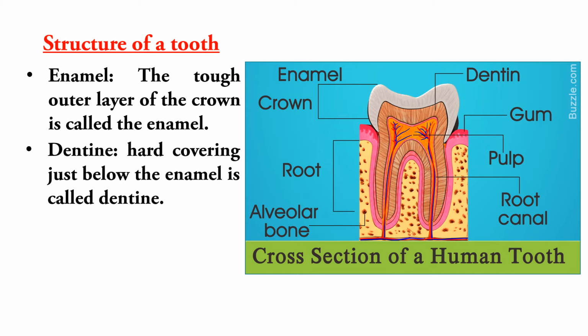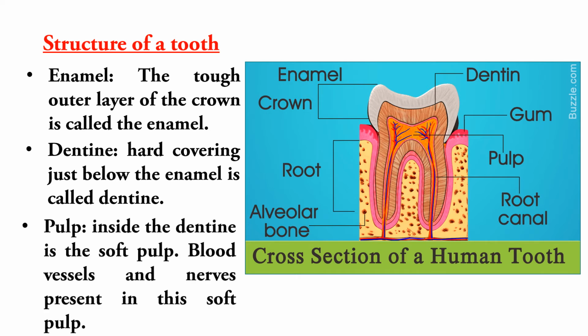Next is the dentine. It is the hard covering just below the enamel. Dentine makes up most of the tooth and protects the inner part called the pulp. Pulp is inside the dentine. Blood vessels and nerves are present in this soft pulp. Pulp collects each tooth's blood supply and nerve endings.